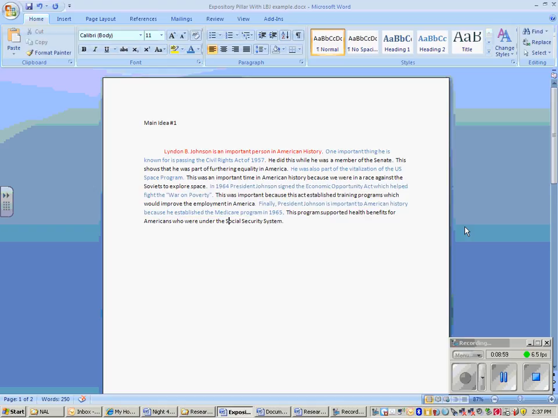So if you're looking at mine, you can see a nice pattern. The main idea is red. My first detail is blue. Why that detail is important is in black. My second detail is blue. Why that detail is important is in black. My third detail is blue. Why that detail is important is in black. My fourth detail is blue. Why that detail is important is in black.